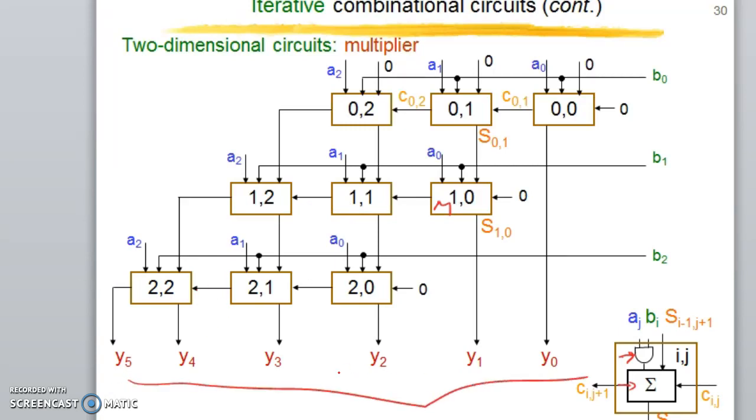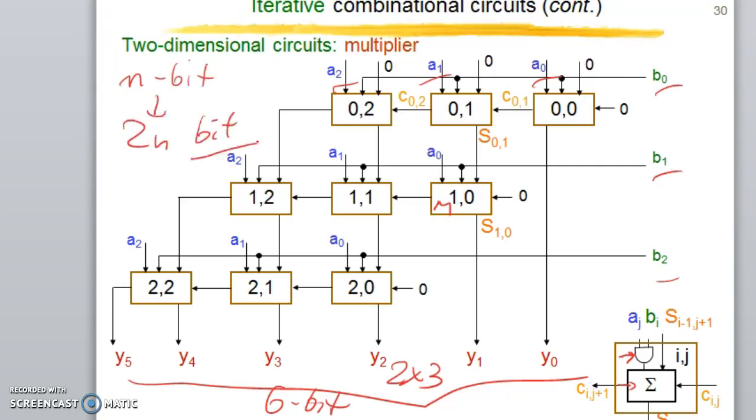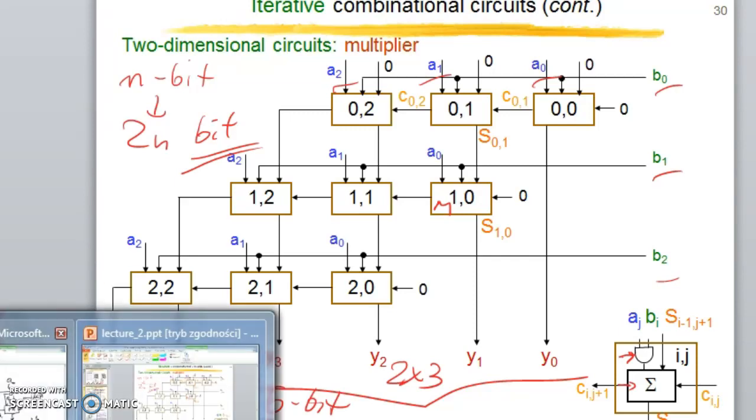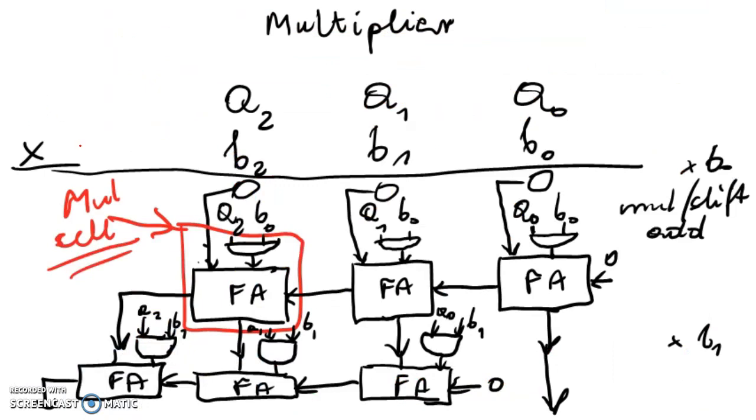And the overall result, 6-bit, is simply 2 times 3, where 3 is the number of bits of each of the numbers. So if you multiply a 3-bit number by a 3-bit number, in general n-bit numbers, you get a 2n-bit result of multiplication. It's a 2n-bit product. Try at home, repeat the same procedure of deriving. Try to draw this diagram and think about this algorithm: multiply with shifting and adding.